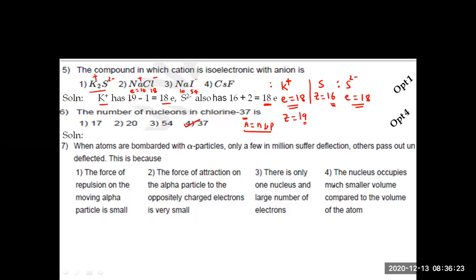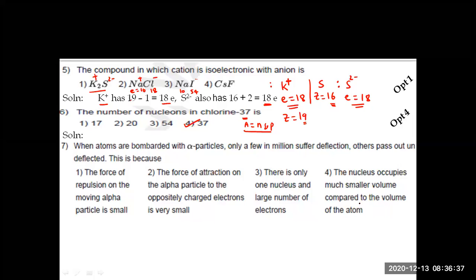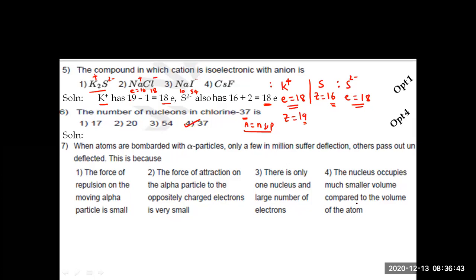Okay. Option 4 is the nucleus occupies much smaller volume compared to the volume of the atom. So when you take the volume of the atom, the nucleus is much smaller. So very, very few particles can only suffer deflection, and the rest will all be undeflected. That's all. So option 4 is the most appropriate answer.